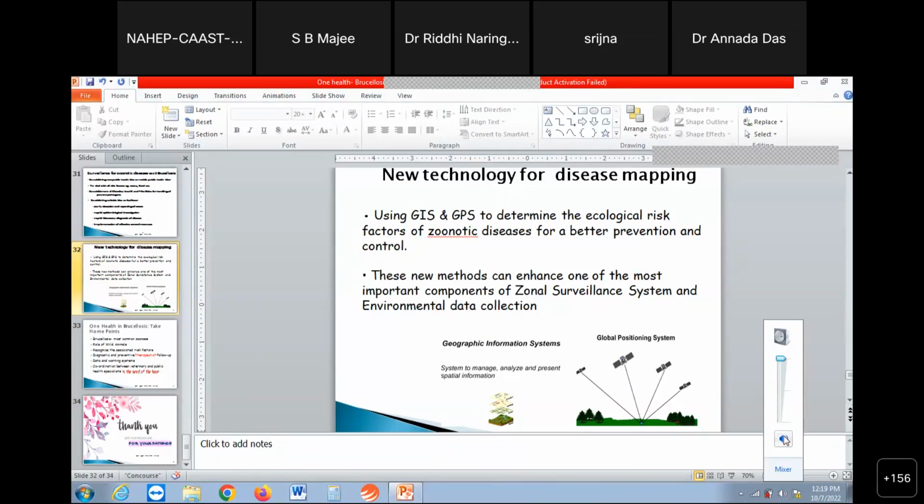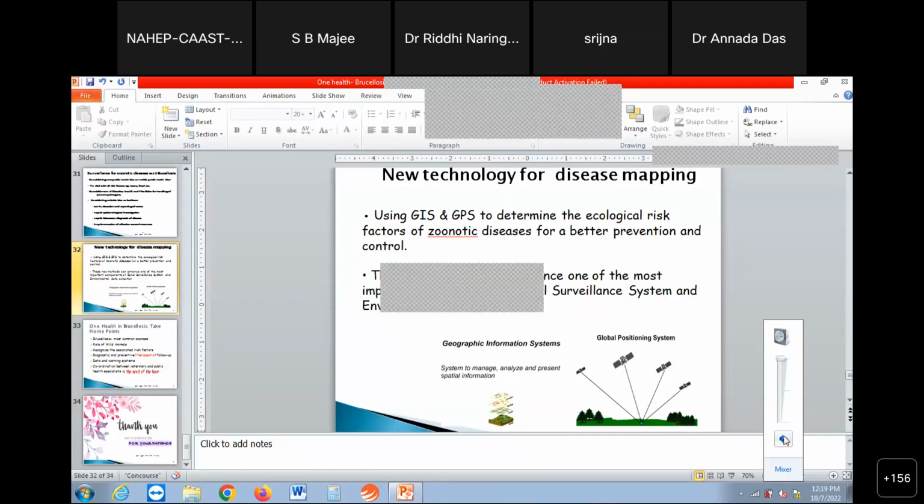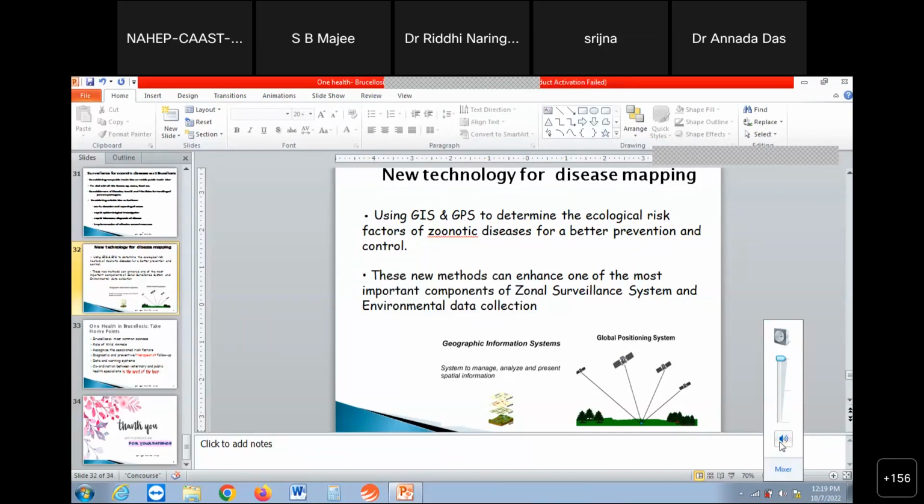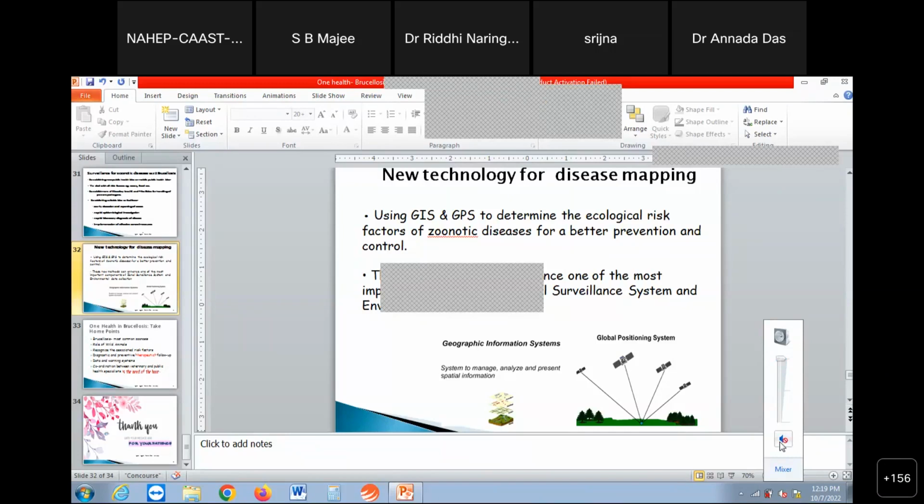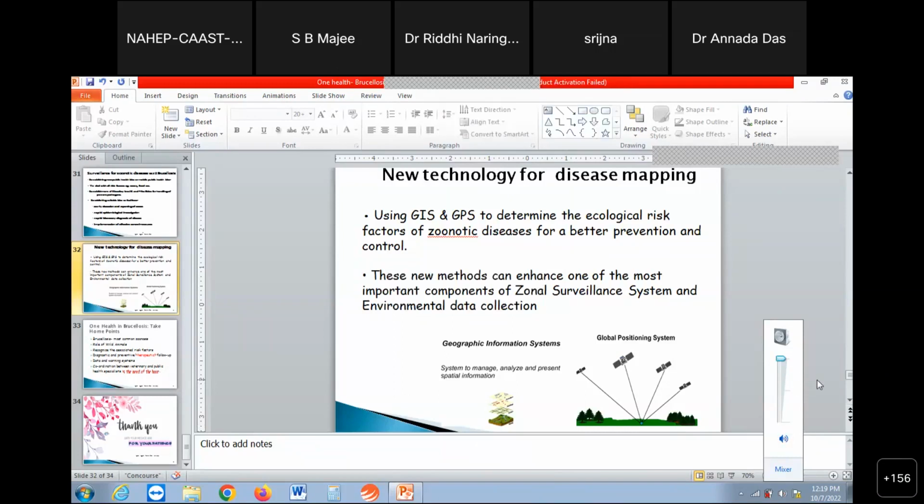So other than just having apps, it is also important to link these apps through positioning systems, so that you know that from one area to the other, what is happening, how animals are moving, and at the same time, you also know the extent of the disease in that area. So these new technologies for disease mapping are also a very integral part of the One Health program. So all these are very important as far as the One Health program is concerned.